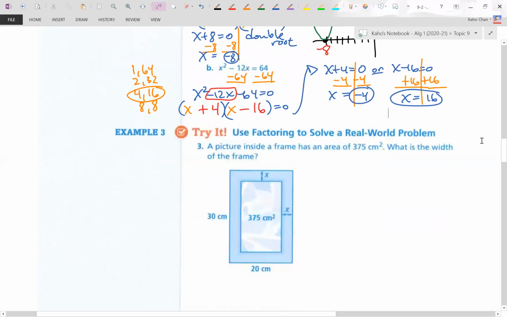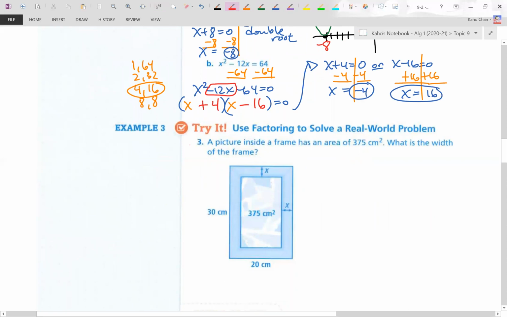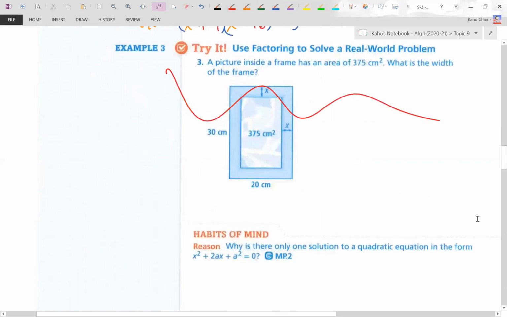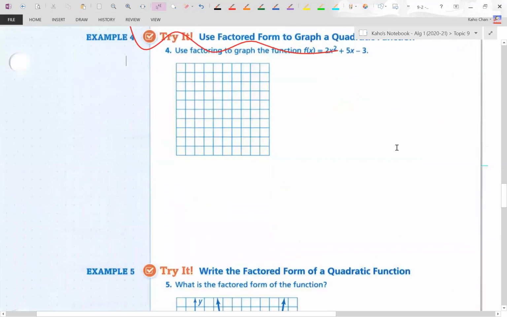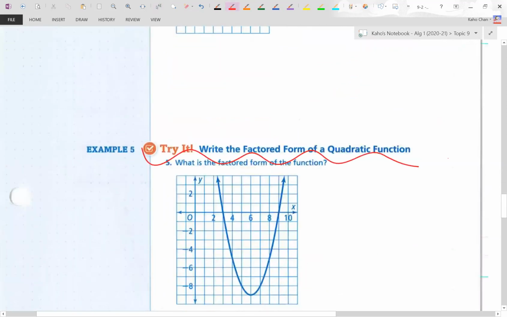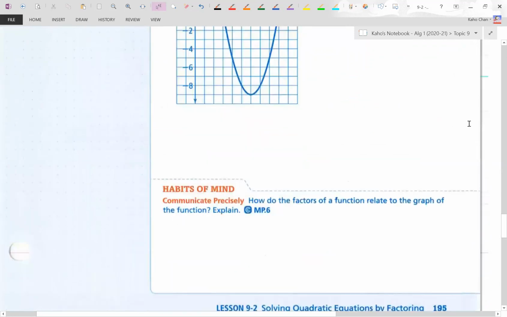I'm going to skip example 3 this year. Those are not required anymore. I'm going to skip example 4 on the next page. Crazy. And example 5. Let's jump to the last page, shall we? Let's see what happens.